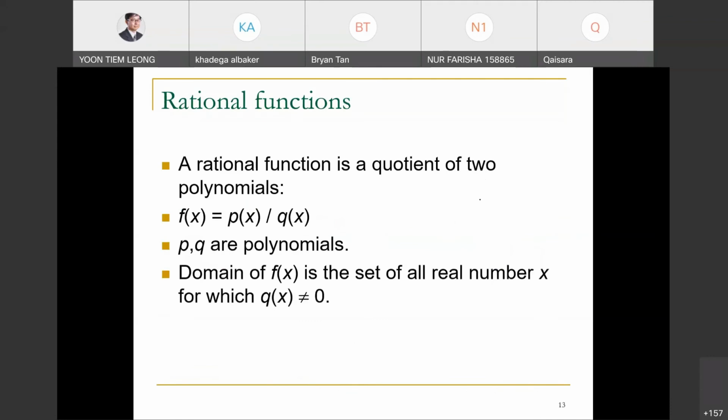Okay, then you also have a rational function. A rational function is made up of quotients of two polynomials.